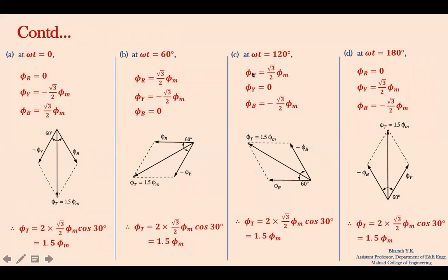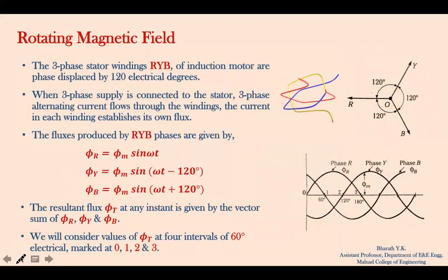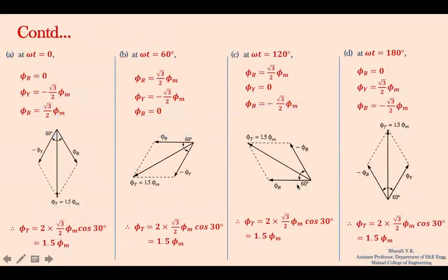In the third case, at instant 2, omega t will be equal to 120 degrees. So now by substituting omega t equal to 120 degrees in these three equations, phi r will be equal to plus root 3 by 2 phi m, phi y will be equal to 0, and phi b will be equal to minus root 3 by 2 into phi m. By writing the vector diagram and applying parallelogram law, the resultant flux obtained is 1.5 phi m.